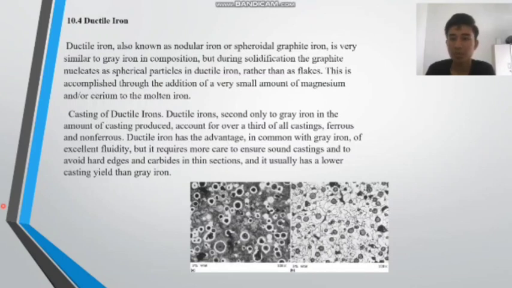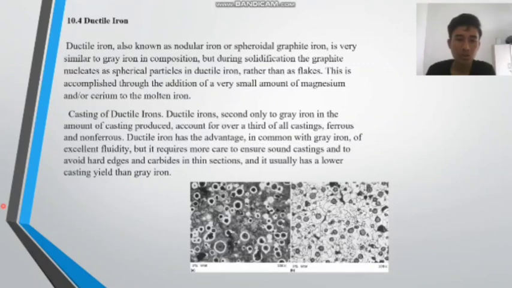This is accomplished through the addition of a very small amount of magnesium and/or cerium to the molten iron. Casting of ductile iron. Ductile iron is second only to gray iron in the amount of casting produced, accounting for over a third of all castings. Ferrous and non-ferrous.